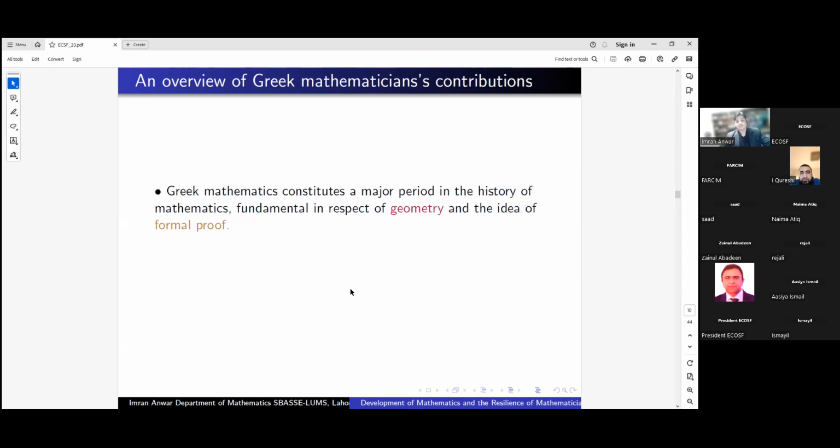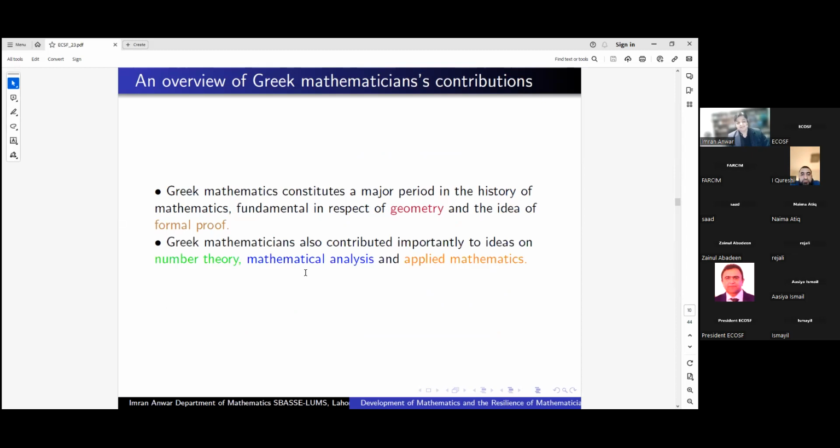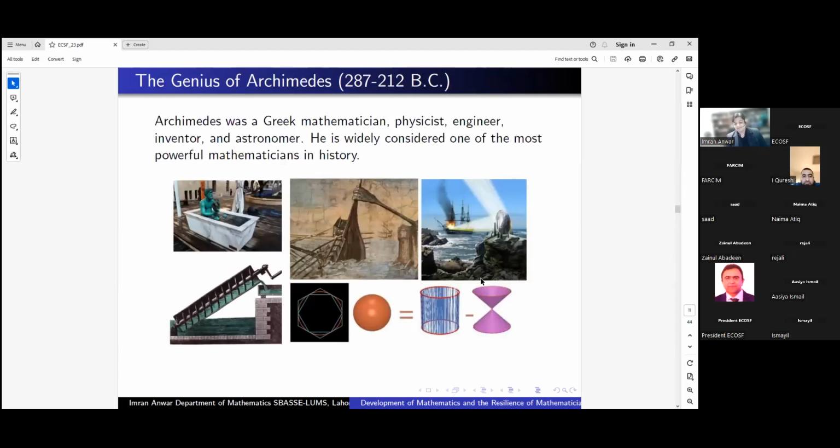Okay, if we move further, the Greek era is the golden era, I would say, where geometry, algebra, and formal proofs were developed, and Greek mathematicians also contributed important ideas to number theory, mathematical analysis, and applied mathematics. That was the era where people started thinking mathematically. And I would like to name a few of those Greek mathematicians.